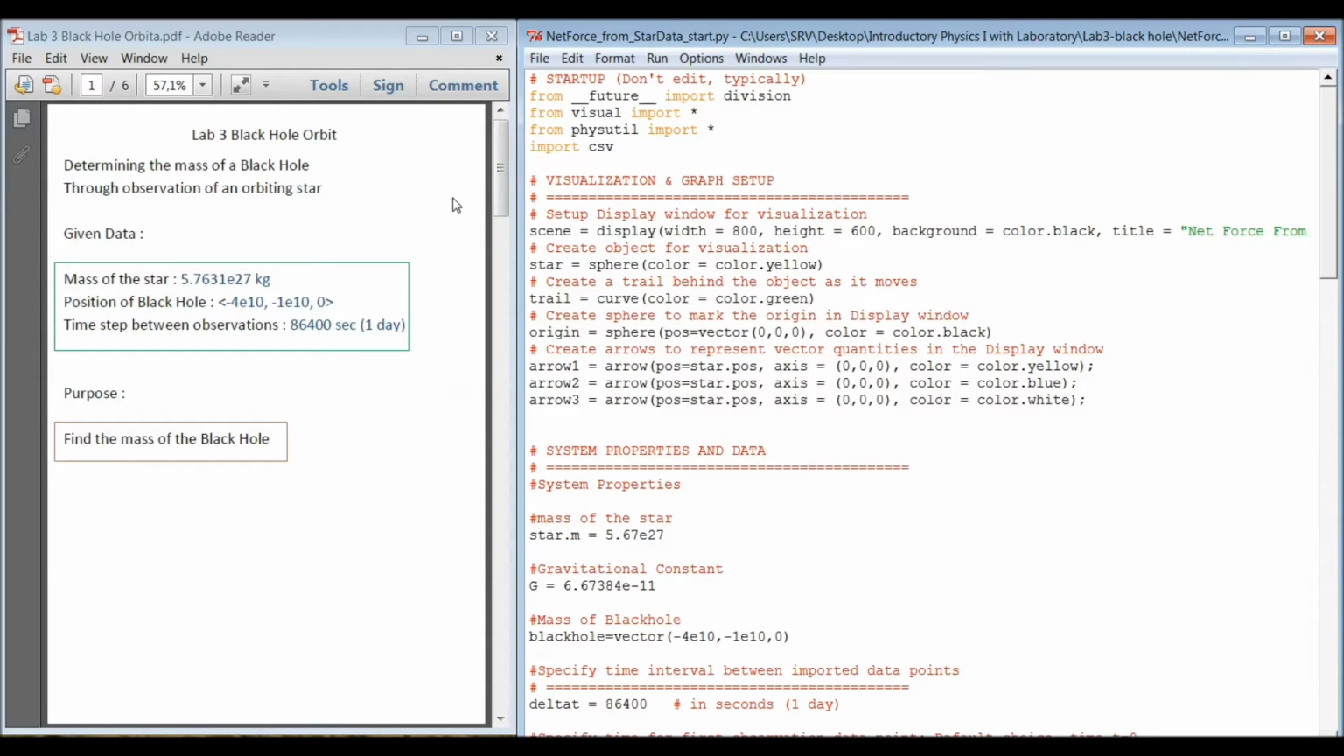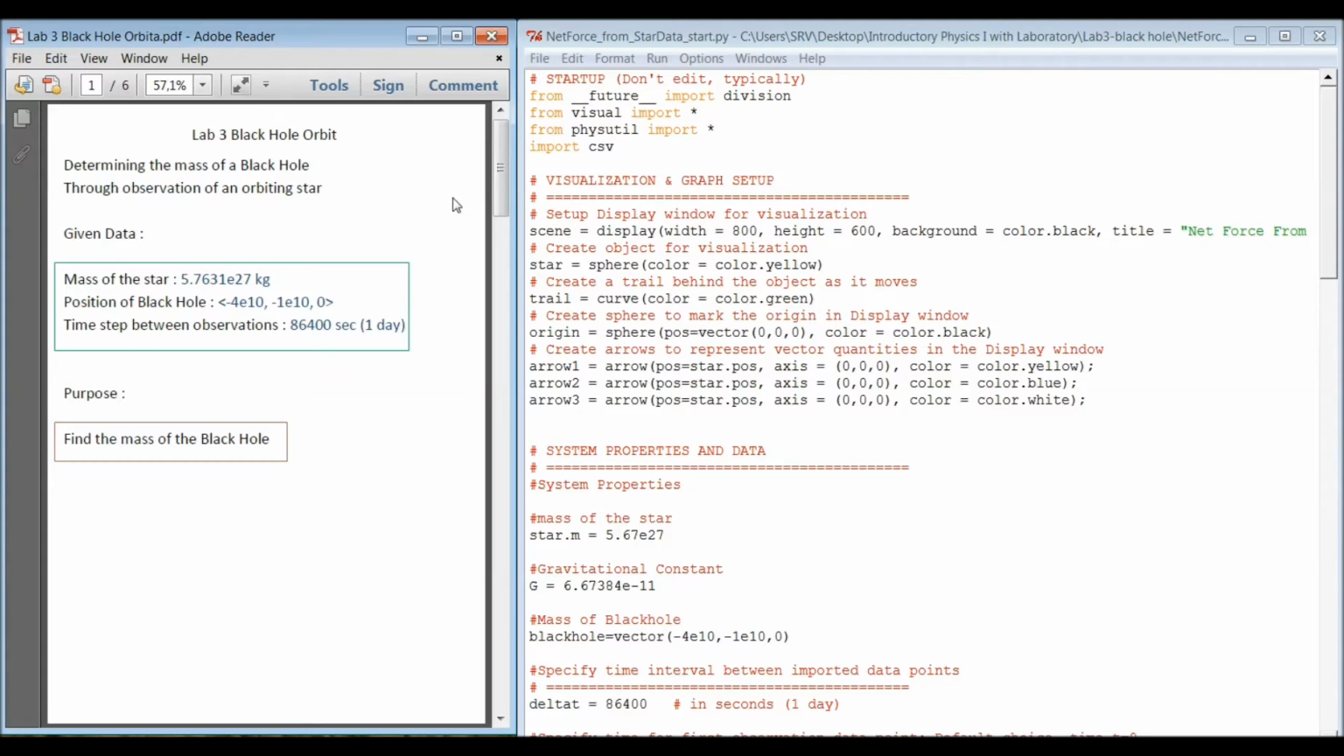Hello. Today we're going to calculate the mass of a black hole by looking at observational data of a star that is orbiting a black hole. On the left side I will guide you step by step, and at the same time on the right I will show you the code on VPython.